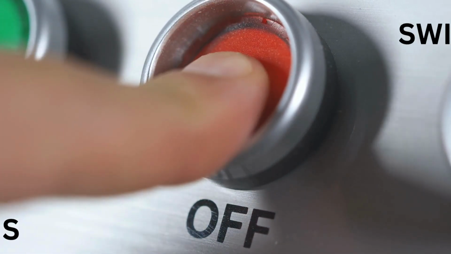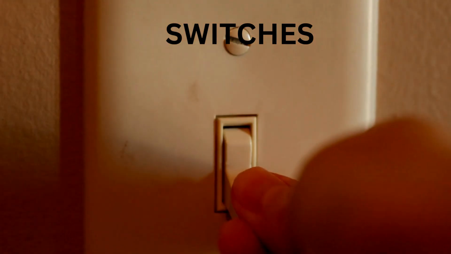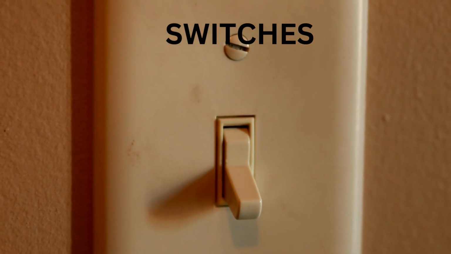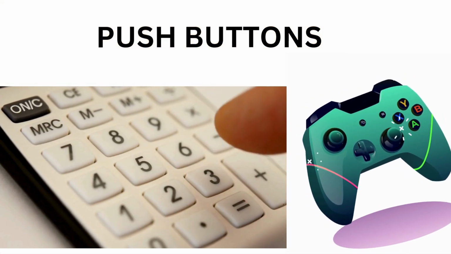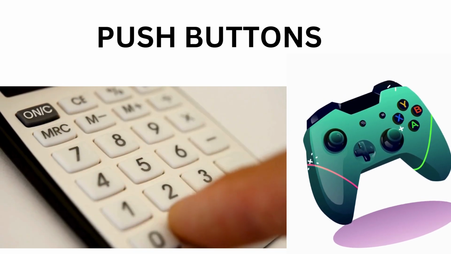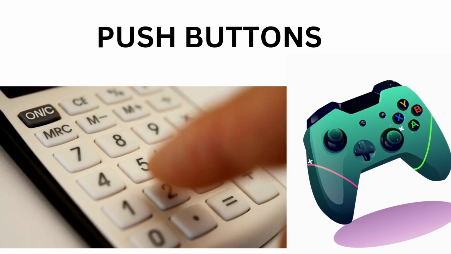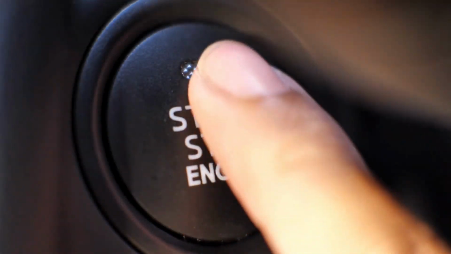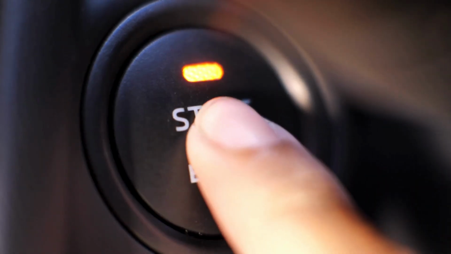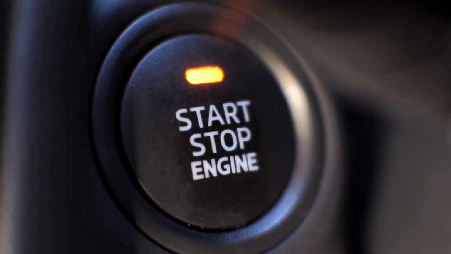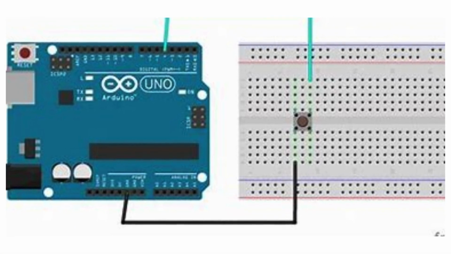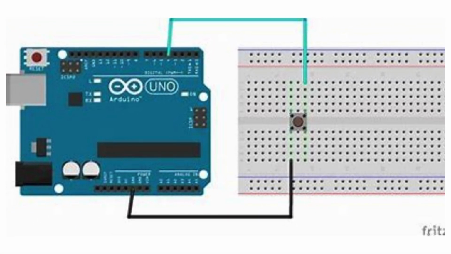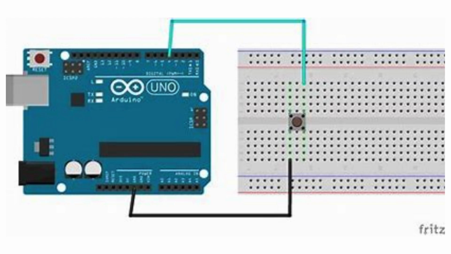You will see switches used to turn things on or off, like a flashlight, and push buttons in calculators, keyboards, or gaming controllers. You can use them to trigger an LED, start a motor, or even send a signal to a microcontroller to do something cool. Try wiring a push button to your Arduino. It's the simplest way to get interactive.